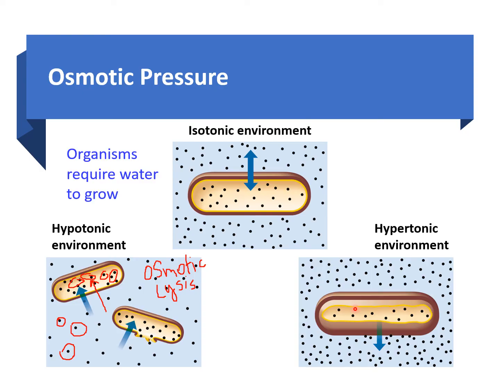So take a look at the arrow, take a look at the water. How is the water going to move? Is the water going to move at an equal rate into and out of the cell? And that would be absolutely no, because if it moves into and out of the cell at an equal rate, that means the bacteria was placed in an isotonic environment, where the amounts of solute in and out is equal.